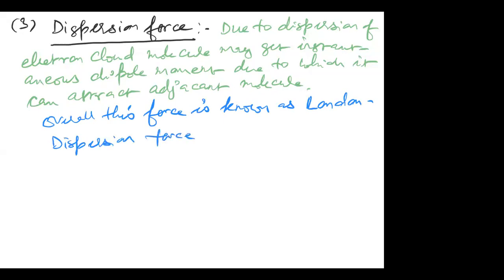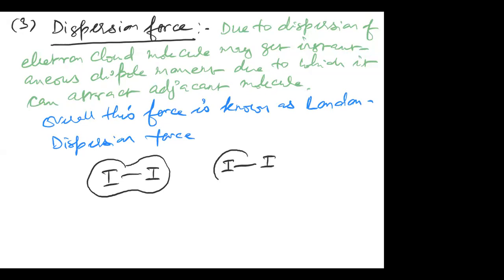So this type of force is between, suppose we have, let's say, one iodine molecule and another iodine molecule. This is the interaction between two iodine molecules, known as dispersion force. And this dispersion force is so strong in the case of iodine that it is found to be solid at room temperature.